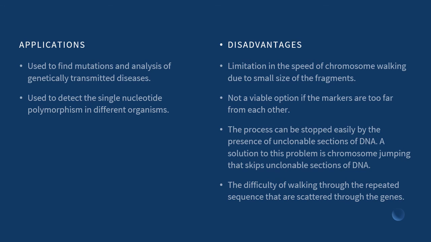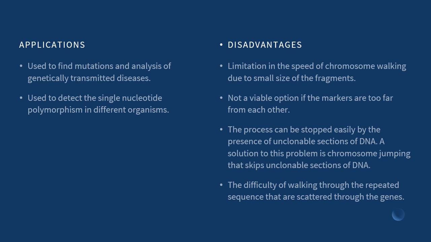The process can be stopped easily by the presence of an unclonable section of DNA. A solution to this problem is chromosome jumping, which skips the unclonable section of the DNA. Chromosome jumping is another technique that will help you skip that unclonable section and move further. Walking through repeated sequences that are scattered throughout the genes is again a difficulty, because it consumes a lot of time, correct?